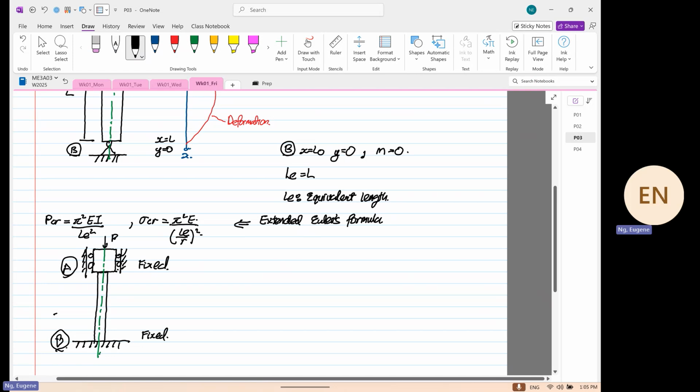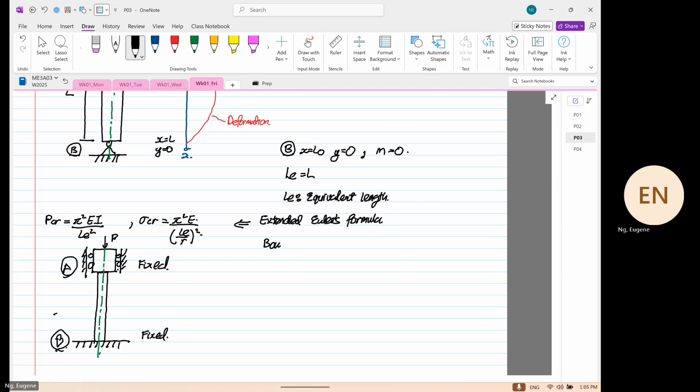And then if we write down our boundary condition, when we have x is equal to 0, we also know y is equal to 0. For this case, M is not equal to 0. Okay. And at the top, x is equal to L, y is equal to 0. And we also know that moment is not equal to 0.